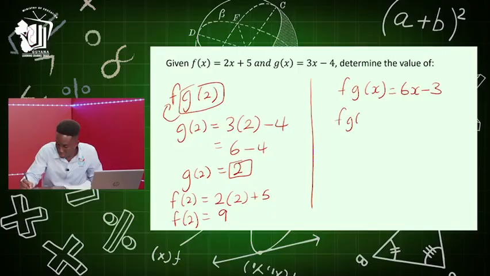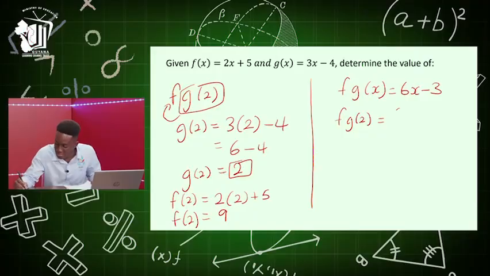So fg of 2 would be, we already have the function fg of x, so we're taking 2 and we're substituting inside of that function that we found. Of course, if you did not do the work and you want to use this approach, you must first find fg of x before you find fg of 2. But because we already found it in the previous example, we will not go through that again.